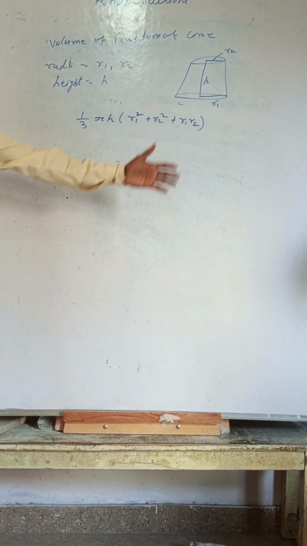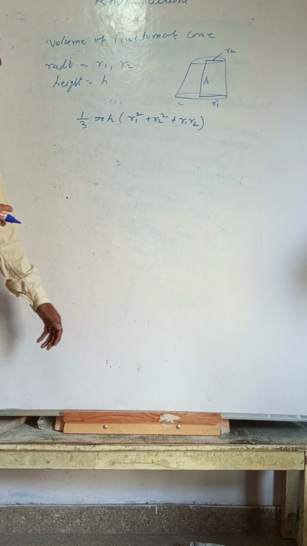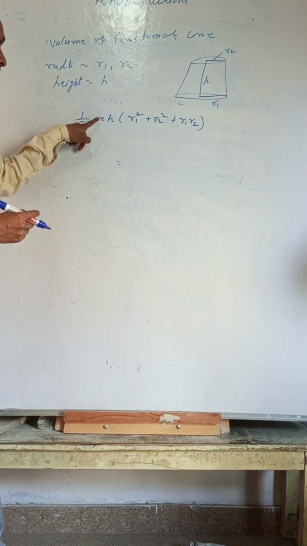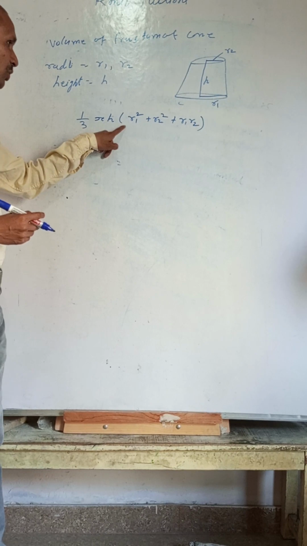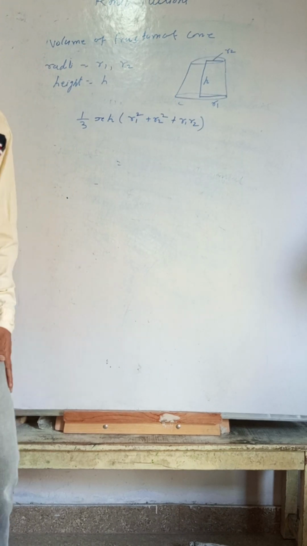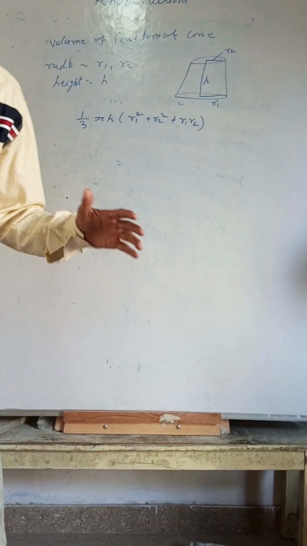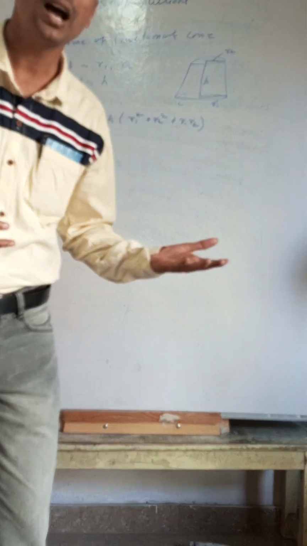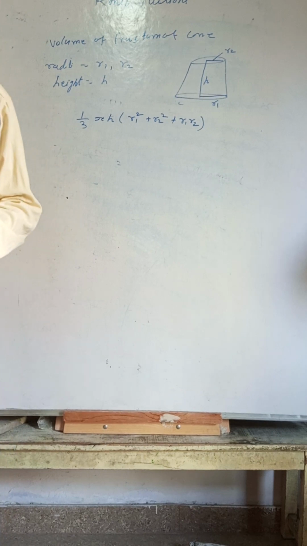So this is the formula for finding the volume of a frustum. What is that? 1/3 πh (R1² + R2² + R1R2). What is R1? The bigger radius. And what is R2? The smaller radius. H is the height.